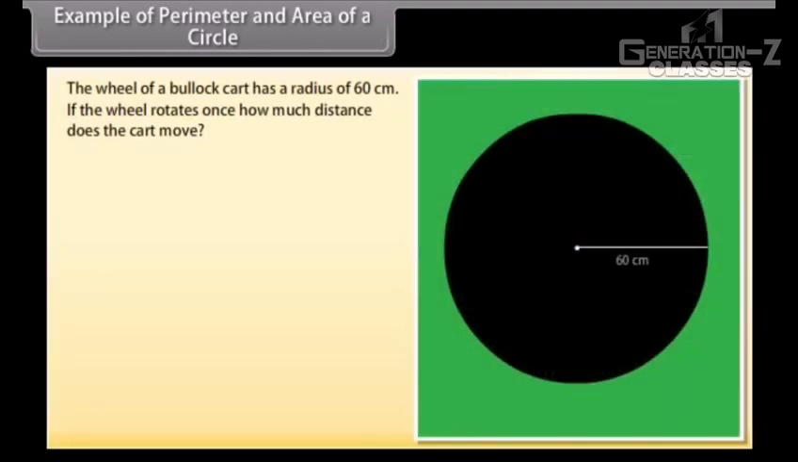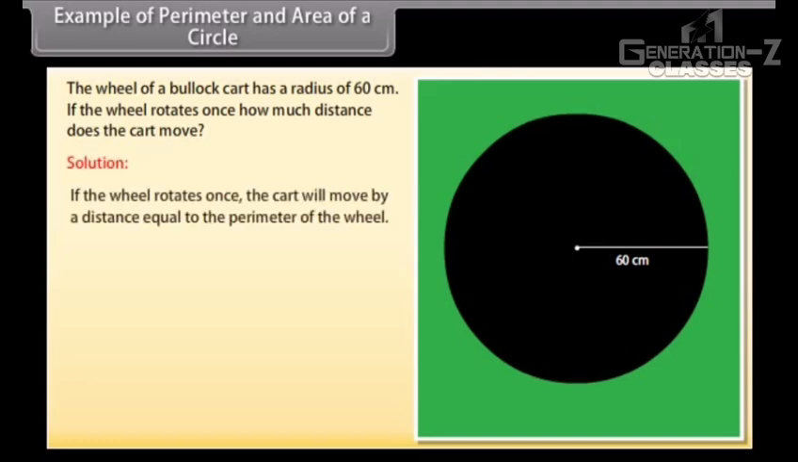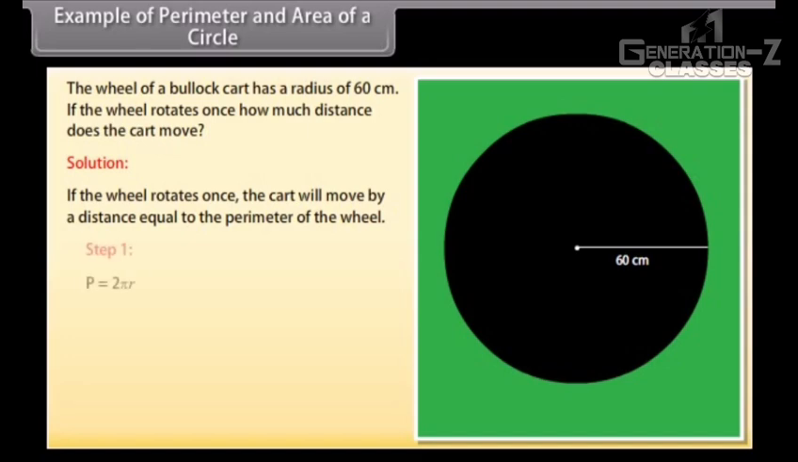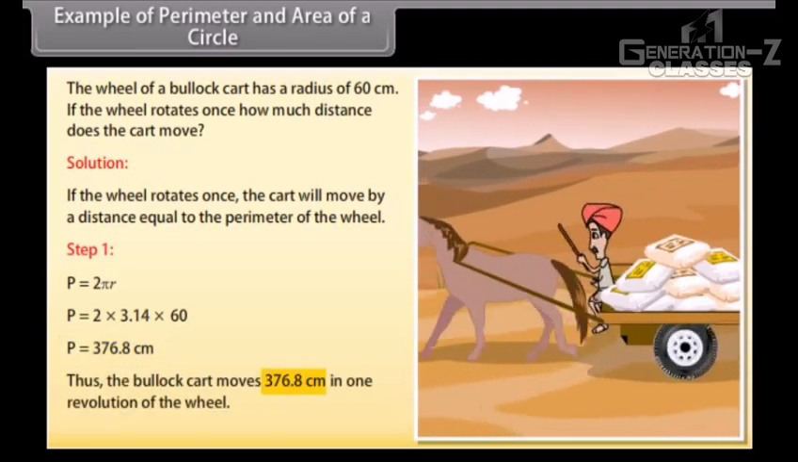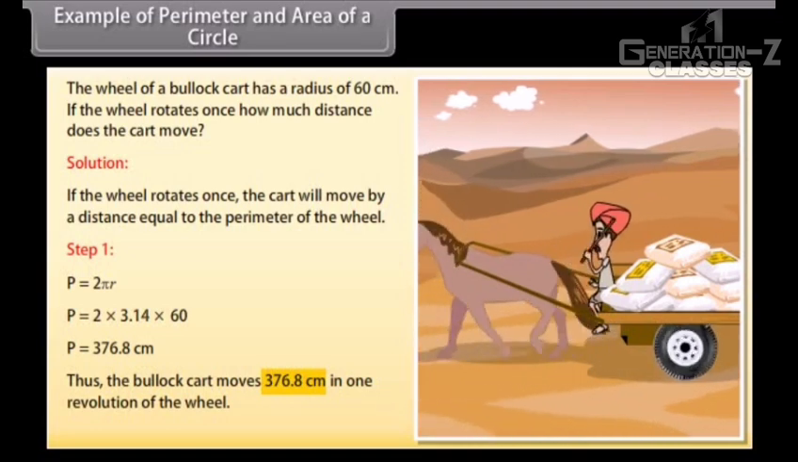Example 3. The wheel of a bullock cart has a radius of 60 centimeters. If the wheel rotates once, how much distance does the cart move? Solution. If the wheel rotates once, the cart will move a distance equal to the perimeter of the wheel. We know that P is equal to 2 pi r. Substituting the values, we get P is equal to 376.8 centimeters. Thus, the bullock cart moves 376.8 centimeters in one revolution of the wheel.